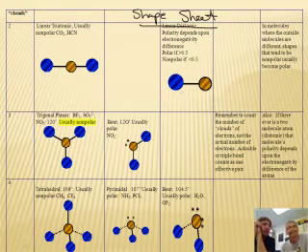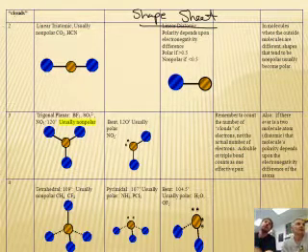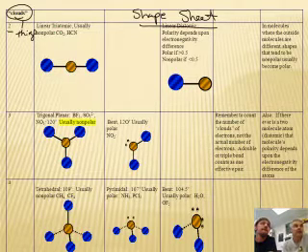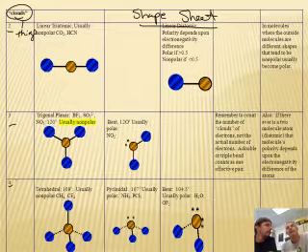Okay, so if you look at here, the number of clouds, or as Mr. Sams likes to call them, the number of things. You have 3 choices: 2 things, 3 things, or 4 things. There are, by the way, 5 and 6 things, but in this course, we're not going to cover the 5 and the 6 things. We'll save that for AP. That's sort of an advanced topic, and they're very rare anyways. Most commonly there are 2, 3, or 4 things, or electron clouds.